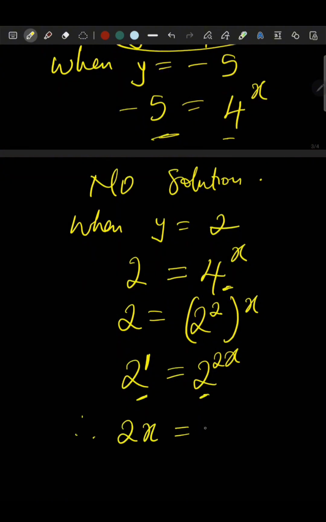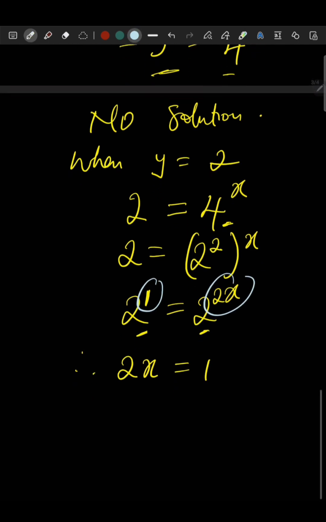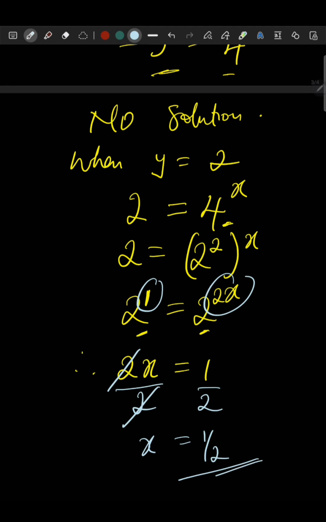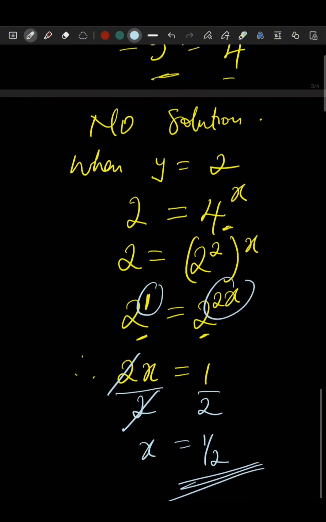So 2x is equal to 1. That is, I am equating the powers, these two powers. 1 is equal to 2x, or 2x is equal to 1. Divide both sides by 2. So x is equal to 1 over 2. So the only real value of x that satisfies this equation is 1 over 2. Bye.